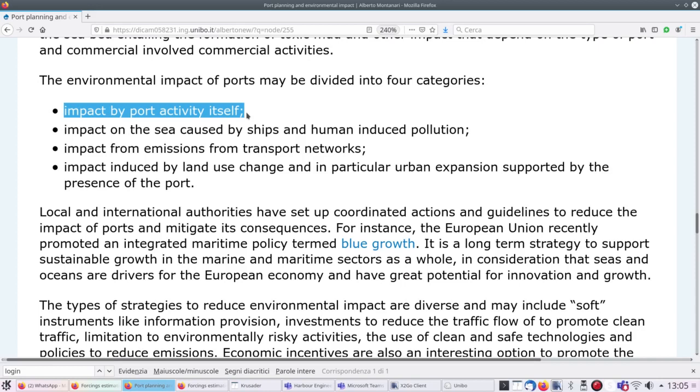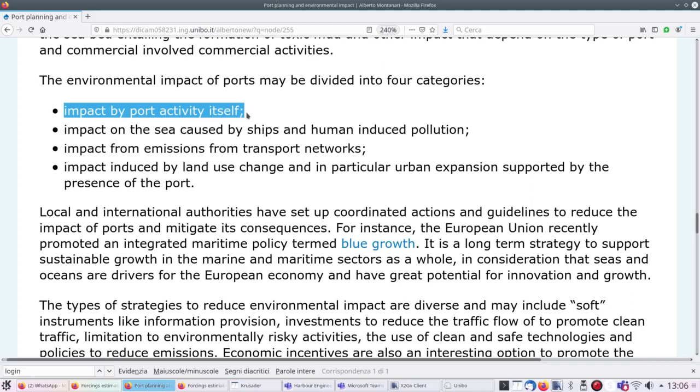So pollution given by human-induced pollution, and pollution caused by ships, like release of oil and release of oil from the engine, which frequently occurs because any engine releases some exhausted oil, and also the body of the ship by itself causes an impact on the sea, an impact on the ecology of the sea, an impact on the fishes, for instance. And then we have the transport networks that cause emissions and other types of impacts that you probably studied when you studied road engineering. And then we have an impact caused by land use change, like urban expansions supported by the presence of the port.